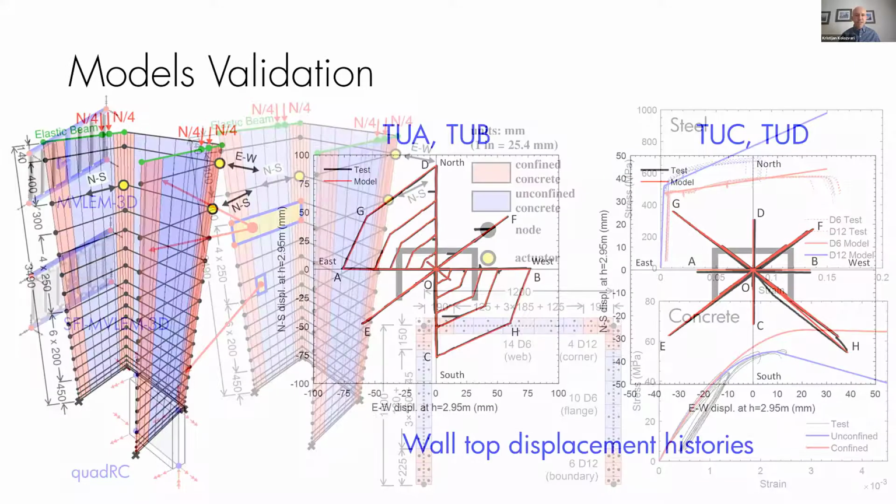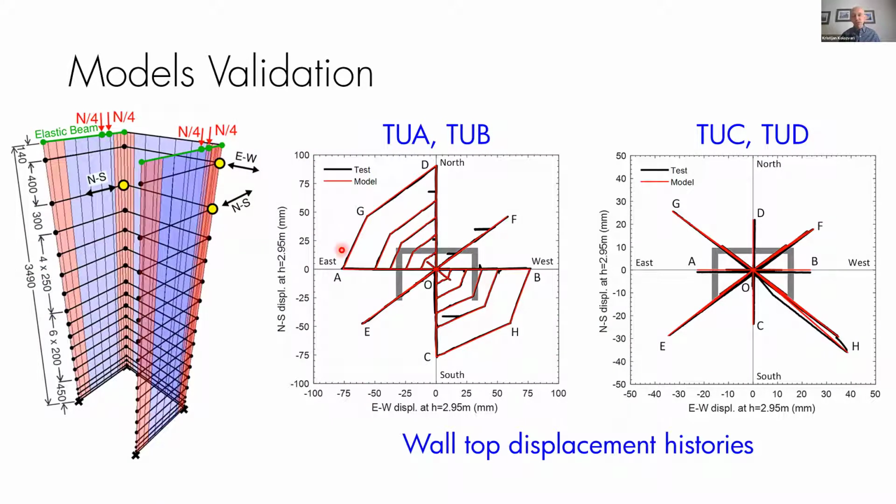And then here you can see the loading history that was applied in the model, which was red, and the test loading history, which is black. You can see that this is kind of the best we could do to match the two. And I think we were pretty successful in terms of that. So we applied exactly the same loading history as in the test.